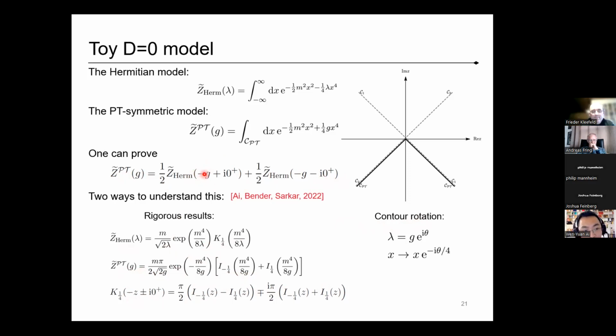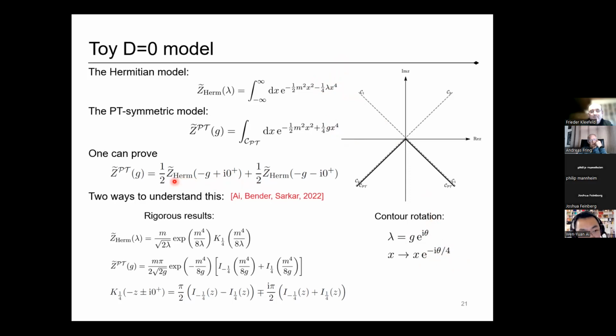Okay, so on the right hand side, you look at the Hermitian partition function, and then you can see that when you do the analytic continuation, you can imagine that you are rotating lambda from positive g, and just change theta from 0 to minus pi plus i0 plus. So slightly, when you rotate lambda counterclockwise by 180 degrees, then in order to keep your integral convergent, you have to simultaneously rotate your x, right? So you rotate x times e to the minus i theta over 4. The factor 4 is due to the different power in this term, right?